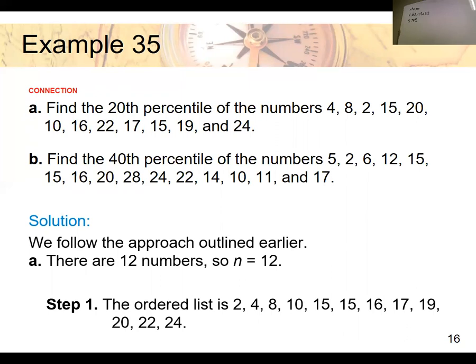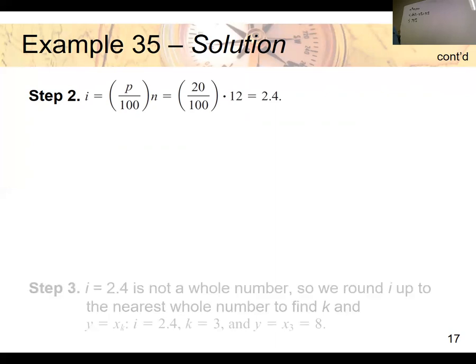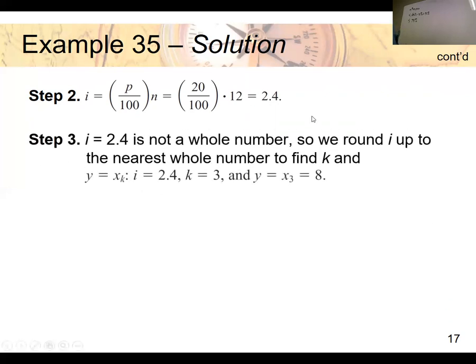Now, step number two. We're finding the 20th percentile, so I is equal to P over 100 times N. I is representing the location here, and P is 20. So it'll be 20 divided by 100 times 12, which will give you 2.4. Here, 2.4 is not a whole number, so that means we need to round this 2.4 up to 3.